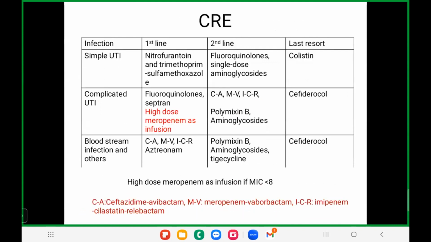So now we have options for CRE, carbapenem resistant Enterobacteriaceae. Again, for simple UTIs, you can have nitrofurantoin and ceftriaxone. But the problem is, once you are getting a CRE bug, they will intrinsically be resistant to other drugs as well. That's the main problem. So it is not only for carbapenems. If they are able to develop resistance to carbapenem, they're already getting resistance to other drugs as well. The mechanisms are different, but the problem is you have very few options once you get resistance to carbapenems.